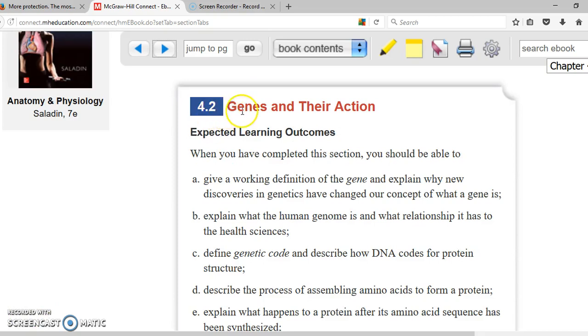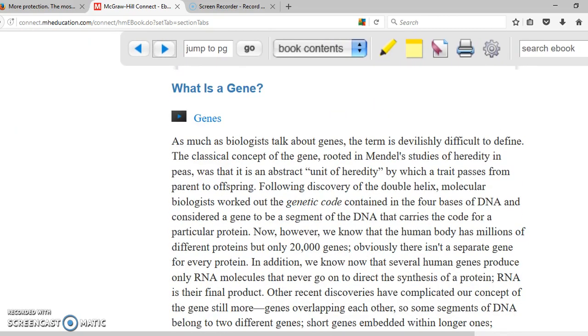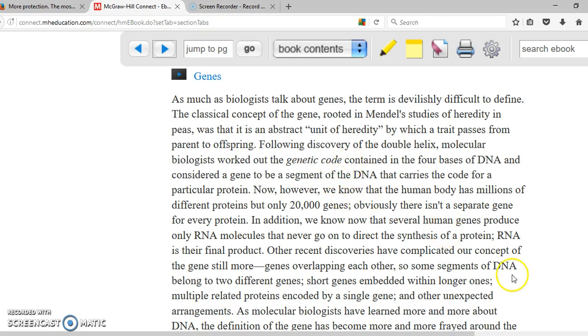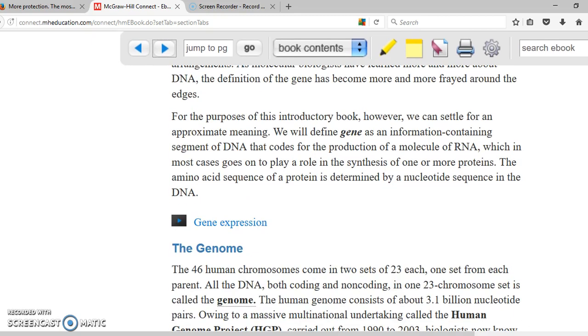The next item that we have in this chapter is genes and their action. So what is a gene? Basically, a gene is a piece of your DNA that, using RNA, is going to codify, is going to build proteins. If we scroll down right here, it says what is a gene, and in here it's going to talk about history. You don't need to know that part regarding history. After the history, it says in here, we will define gene as the information-containing segment of DNA that codes for the production of a molecule of RNA in which eventually you are going to create proteins. Okay, so that's basically what I said.